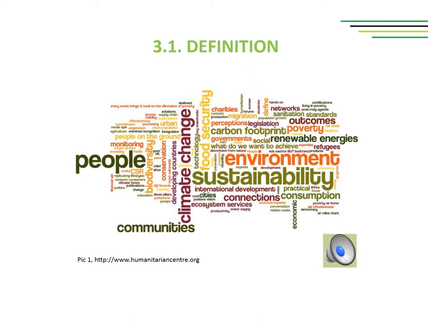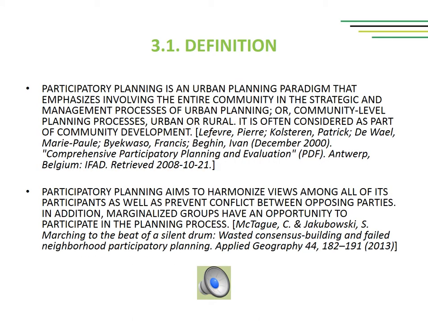Participatory planning is an urban planning paradigm that emphasizes involving the entire community in the strategic and management processes of urban planning, or community-level planning processes, urban or rural. It is often considered as part of community development. Participatory planning aims to harmonize views among all of its participants, as well as prevent conflict between opposing parties. In addition, marginalized groups have an opportunity to participate in the planning process.